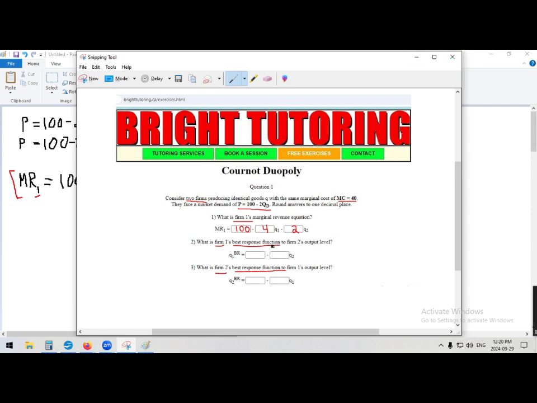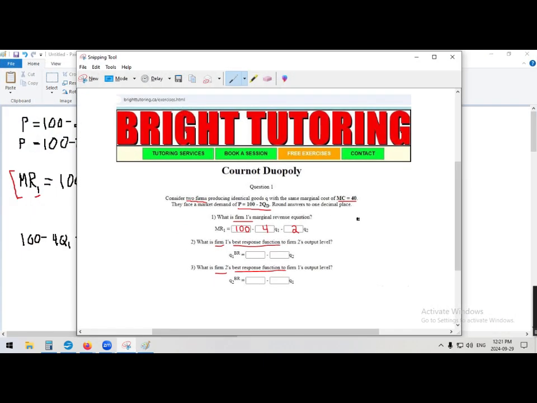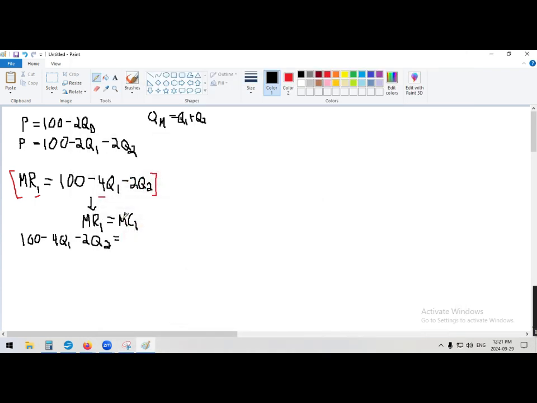And now that we have the marginal revenue, we can figure out their best response function based off their profit maximization condition. So firm 1 will try to maximize profit and set marginal revenue equal to their marginal cost. So here we have their marginal revenue equation, 100 minus 4Q1 minus 2Q2, and we set that equal to their marginal cost, which is 40. Now we just have to solve for Q1.